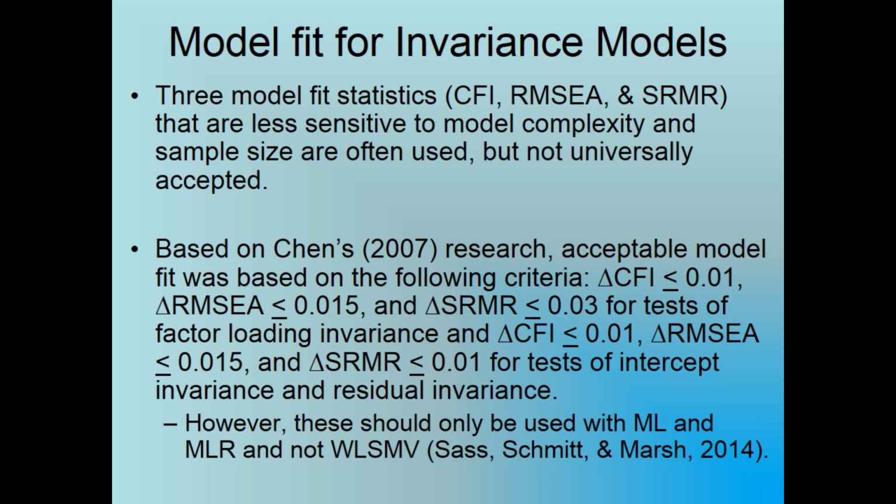Again, the question would be whether the change in CFI is greater than 0.01 for your factor loadings. If that change is greater than 0.01, you would say your factor loadings are not invariant and they differ across the groups. Whereas if your change in CFI is relatively small, based on their standards less than 0.01, you would say your factor loadings are equal across the groups. And the same argument can be made for your intercepts.